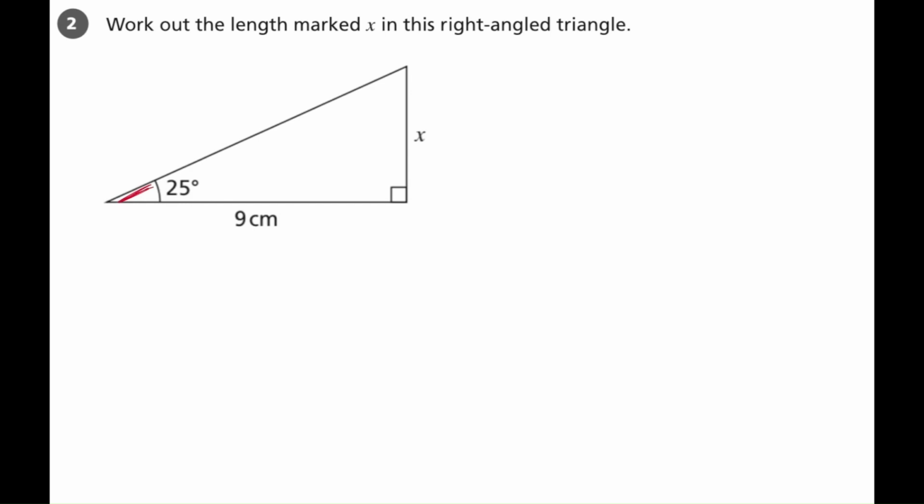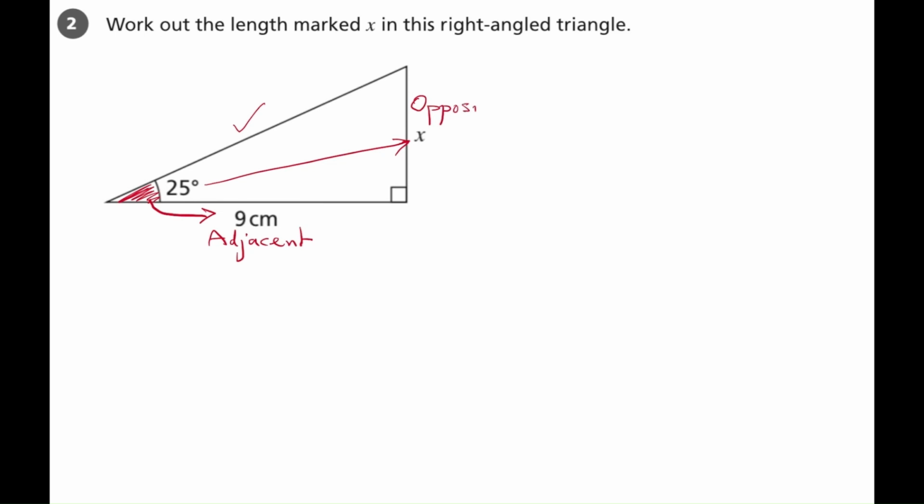So if we look at the angle that we know, the side that is next to this angle is called the adjacent. That means next to. The longest side in the triangle is the hypotenuse, which we're not interested in. And the remaining side is the opposite, literally opposite your known angle.